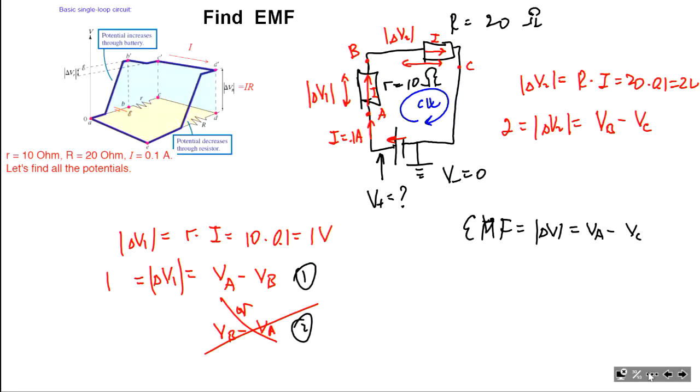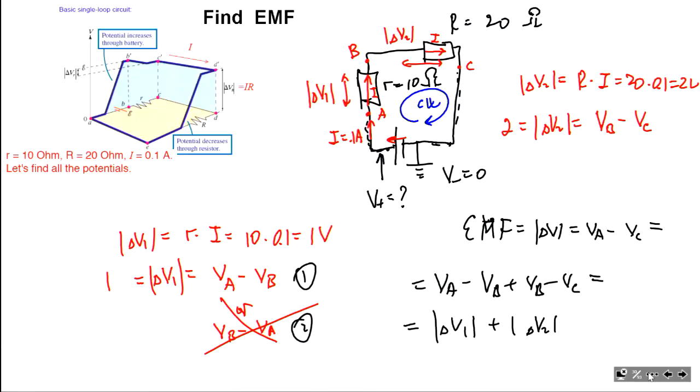Because wires don't change potential. So from here to here, it should be the same potential A. From here to here, it should be the same potential C. And well, that will be equal to VA minus VB plus VB minus VC. And of course, as we knew before, we have it proved again. It just equals the potential difference for the first element and for the second together, 1 plus 2, 3 volts.